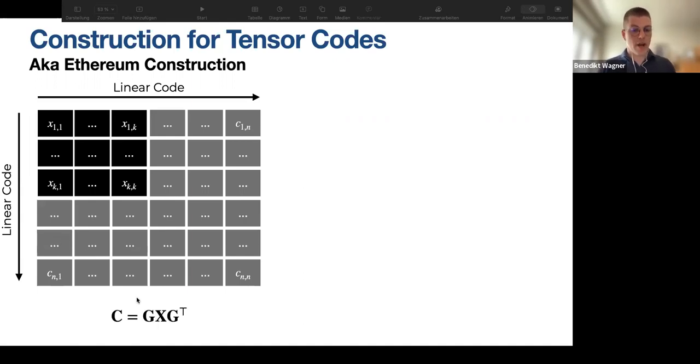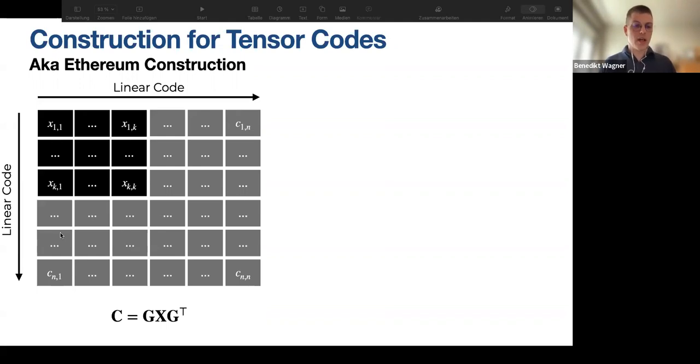And you can write this very concisely in this form. So you take your data, and now encoding row-wise means multiplying by G transpose, encoding column-wise means multiplying by G. And this is the generator matrix that we talked about before. So now if we look at this code, and let's say we use a Reed-Solomon code as the base code, then every row and every column is now the evaluations of a polynomial. Every row and every column should be a code word.